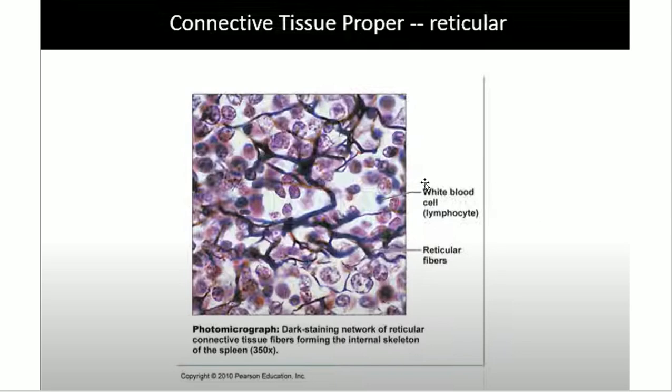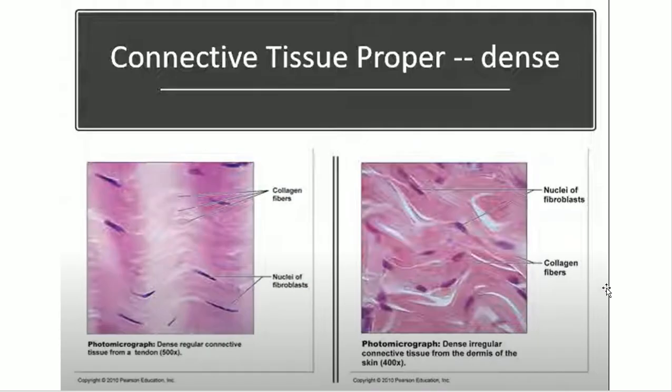The filler substance is going to be gel-like, so that's this white space. And then you can obviously see all of these different cells and then the reticular fibers. So all 3 check marked.